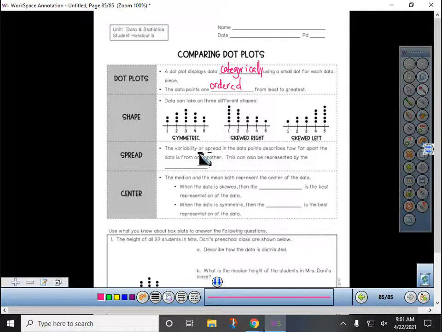The spread. The variability or spread in the data points describes how far apart the data is from one another. This can also be represented by the range. What is the range? Good. So the word spread or range means the highest minus the lowest, high minus low.